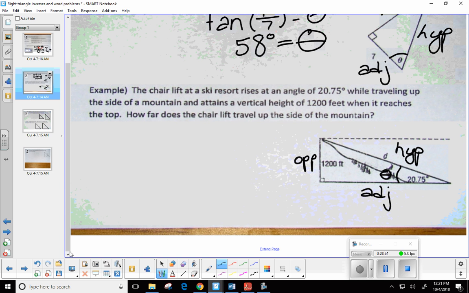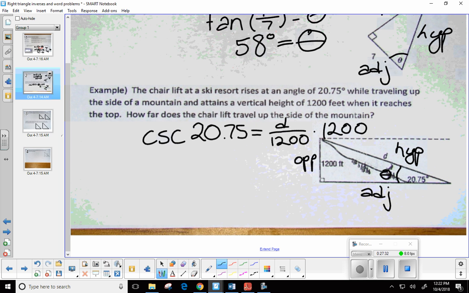And so can somebody walk me through how I would set this up? Well, first, what trig function are we going to use? Because we have the opposite, we're looking for the hypotenuse, and we have theta. Would we use cosine? We could use cosecant, yeah. Because cosine is the adjacent over the hypotenuse, and we don't have the adjacent, right? Okay, so how am I going to do cosecant? Cosecant 20.75 is D over 1,200. Nice. And then you just multiply it across, right? To get the D by itself.